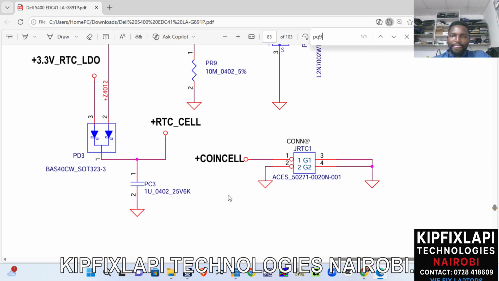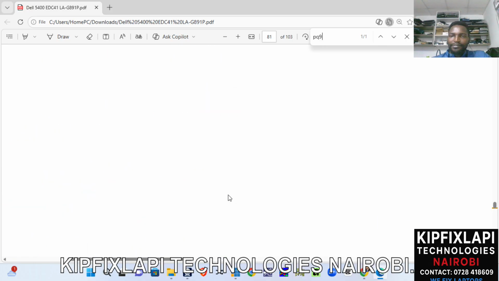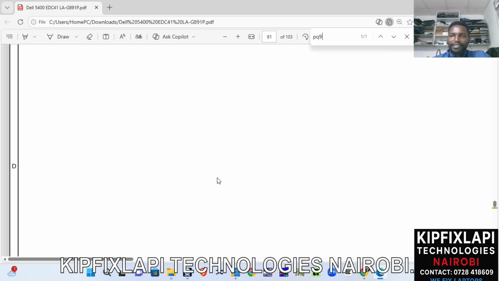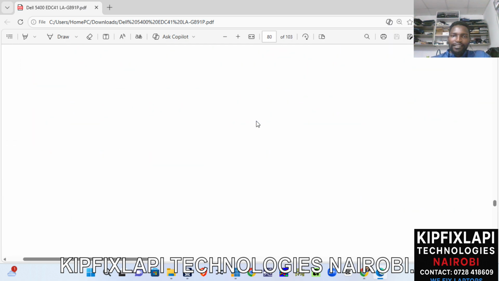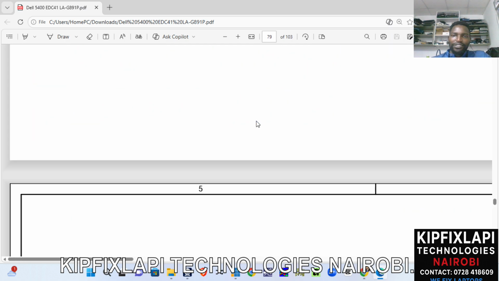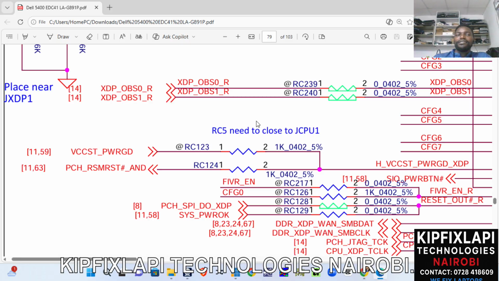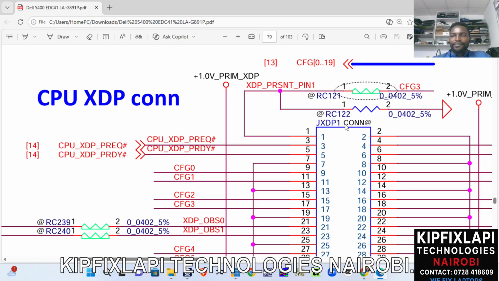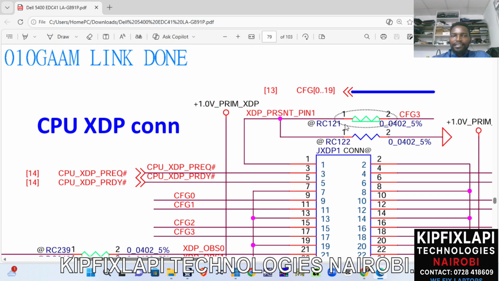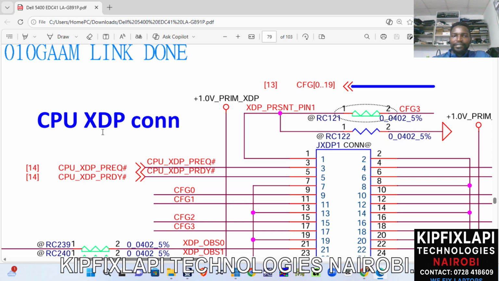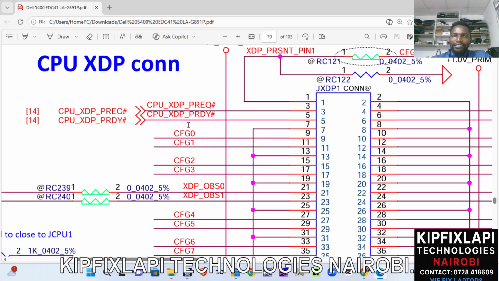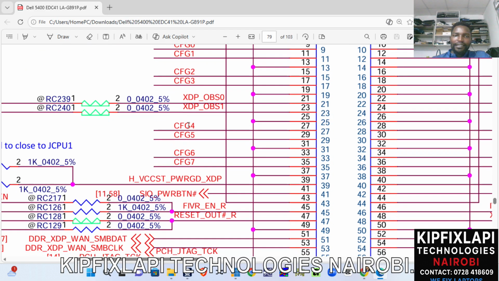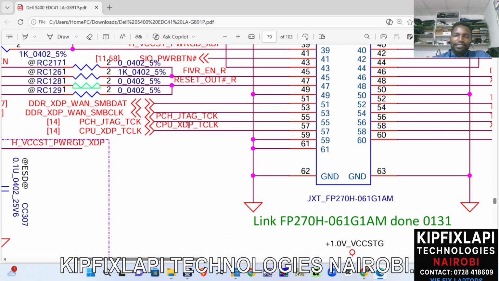Let me show you one example of a specific IC, where you find that for any signal, you are shown the direction in which the signal is flowing, whether it is flowing in or flowing out. Here is a particular IC, the connector. This is the CPU XDP connector. As you can see, you can see these arrows.